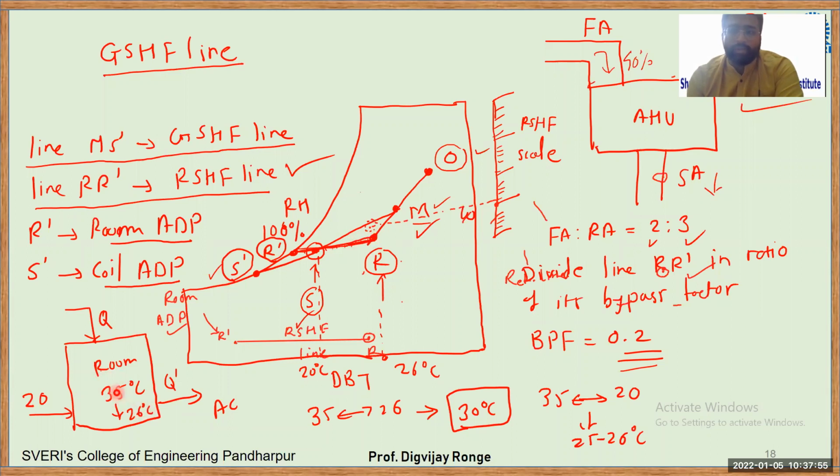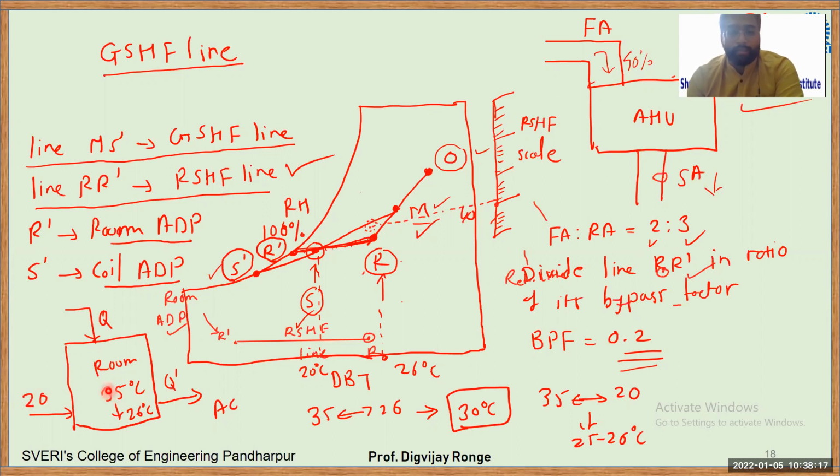So initially the temperature at the room was 35. We want to reduce it to 26 degrees Celsius. Now the main question here is, can I supply the air at 26 degrees Celsius? If I supply air at 26 degrees Celsius, will the temperature of the room reduce to 26 degrees Celsius? That is a question, right?